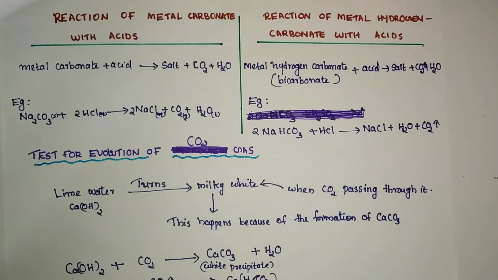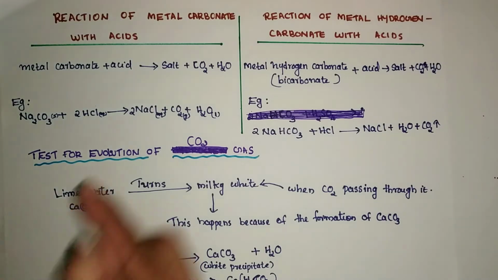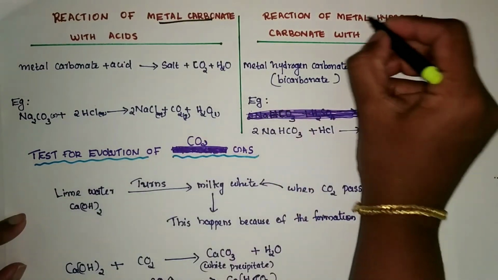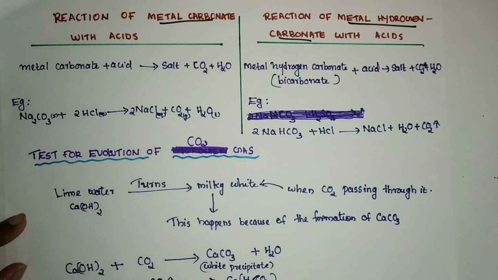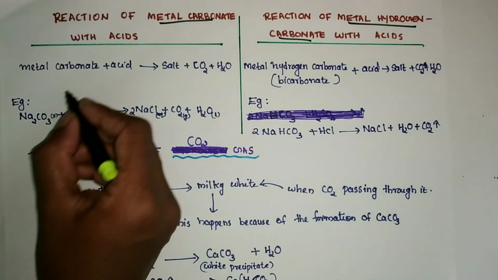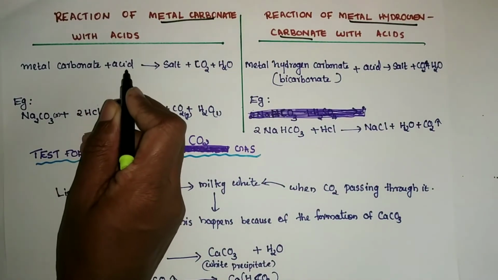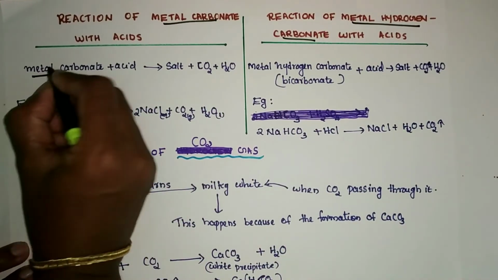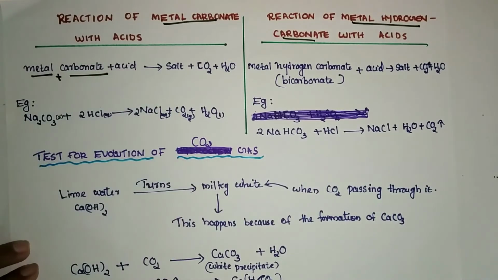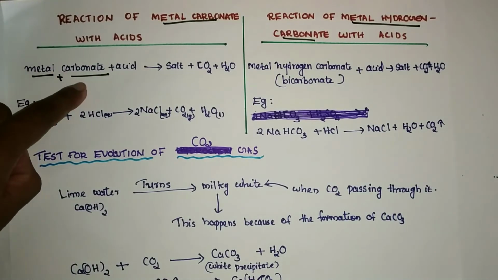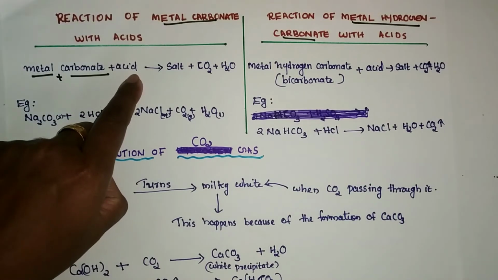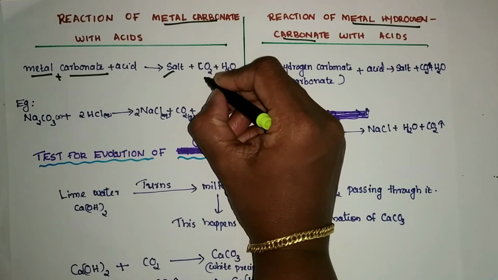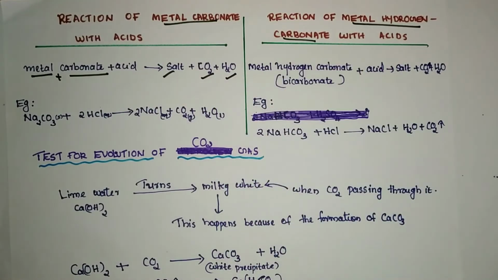We are going to learn how acids react with metal carbonates and metal hydrogen carbonates. First one, metal carbonate. Metal carbonate, when reacting with acid, what will happen? Metal carbonate means a metal attached with carbonate. When reacting with acids, it forms the respective salt, carbon dioxide and water.